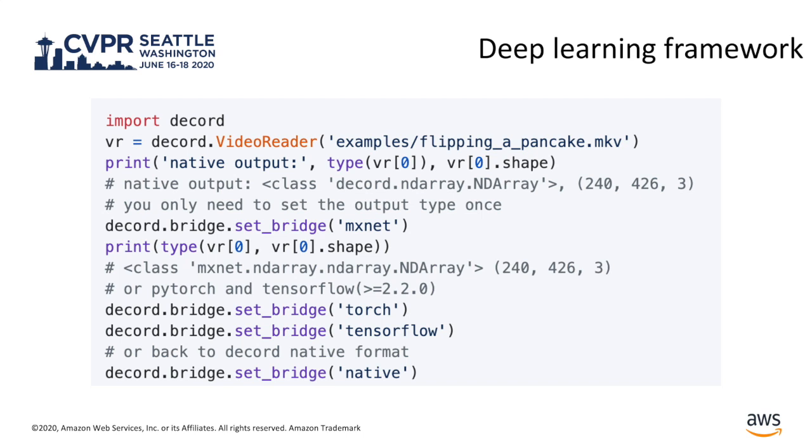The native output of Decord is ND array, as used by MXNet. You can also set it to TensorFlow tensor or torch tensor if you desire. So Decord is framework agnostic. No matter which deep learning framework you use, you can adopt Decord as your video reader.